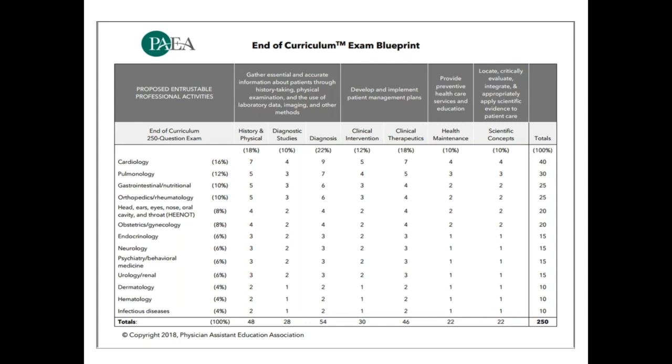So here you can see our End of Curriculum exam blueprint. It is a 2-dimensional blueprint with both content and task areas, and in addition, across the top, we have the Entrustable Professional Activities, or EPAs. You'll notice that 250 scored items are accounted for in the blueprint.